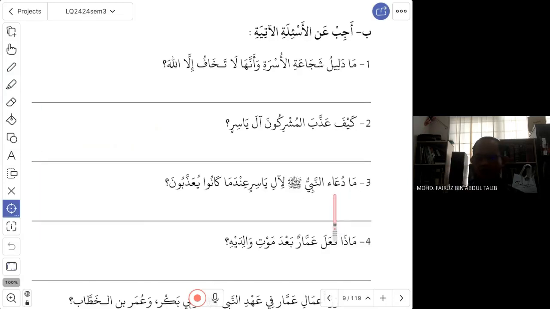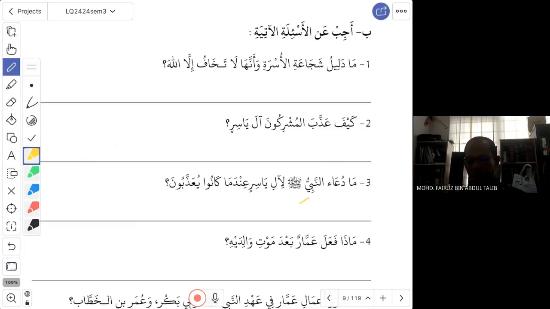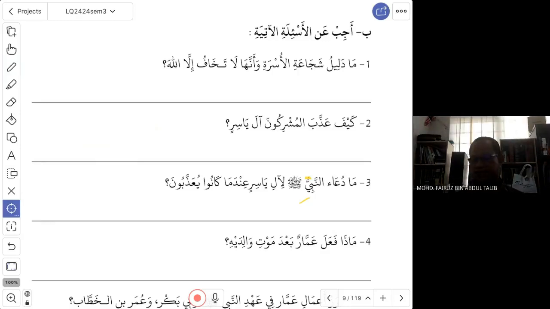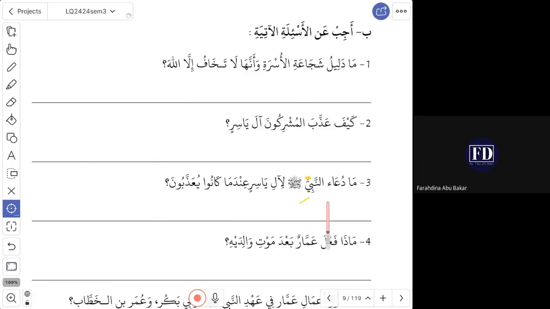ما دعاء النبي. So please correct this. This should be Nabiyyi, not Nabiyyu, because it is the mudaf ilayh for the word dua. Ma dua Nabi li Ali Yasir. Okay, how do you translate the sentence? What is? فإن موعدكم الجنة. That is the answer.